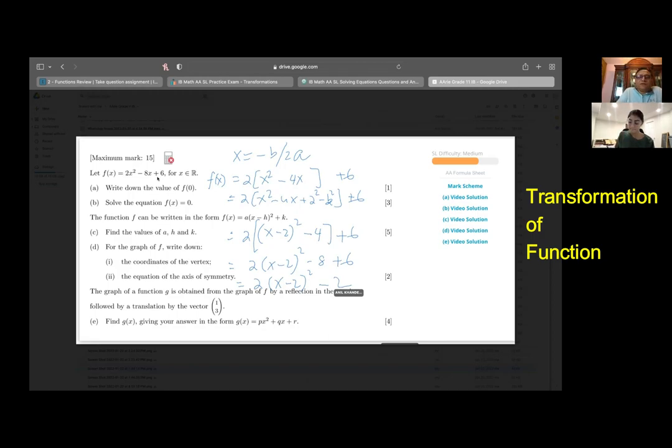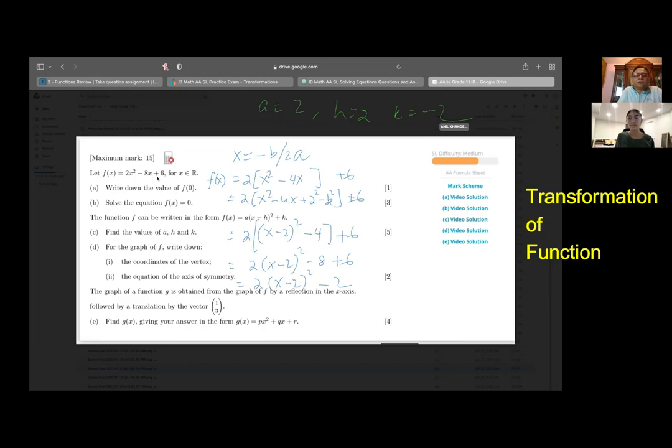Perfect. So you have all the points here. You know what the value of a is. And you know everything now, right? So a is equal to 2, h is equal to 2, and k is equal to minus 2. Is it okay? Yes. Good.